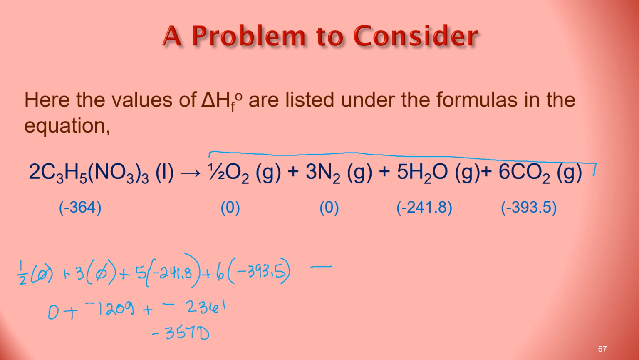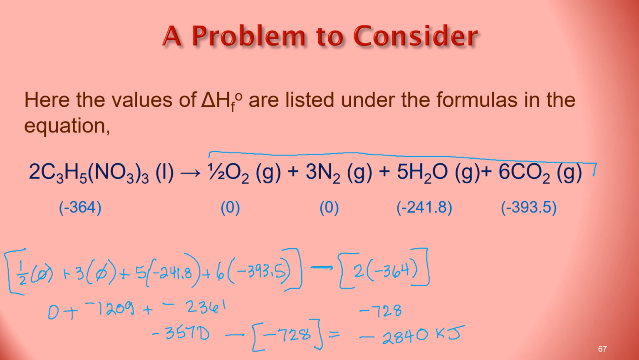And then I subtract, so that's all my products. I subtract all my reactants. In this case, there's only 1. But do be careful with your negative charges because it's minus this quantity, and the quantity is 2 times negative 364, which is negative 728. So we have negative 3570 minus a negative 728, which is obviously plus, so that gives me negative 2,840 kilojoules.